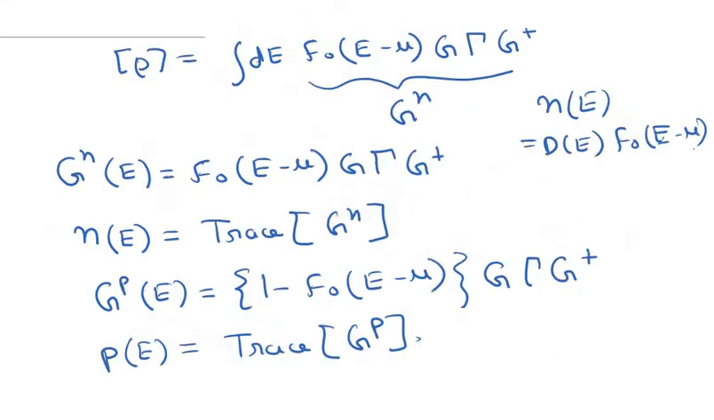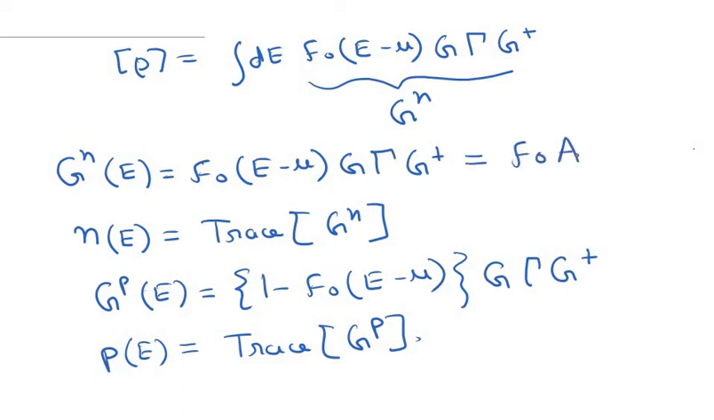So here we basically get the equation as, let me write it here, this is equal to F0 times A, and this is equal to 1 minus F0 times the matrix A. This is a matrix actually. Okay, so from Green's function we have now reached a way of calculating the electron density and the hole density.